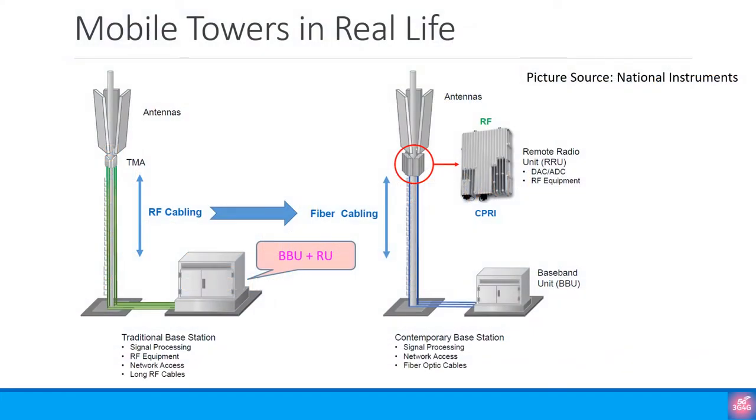Let's start with this picture we have used in some of our previous videos. During the 2G days and also in the earlier part of the 3G days, we used to have the cabinets at the bottom of the mast or tower that used to contain all the circuitry, hardware and software. The antennas used to be connected via RF cables.